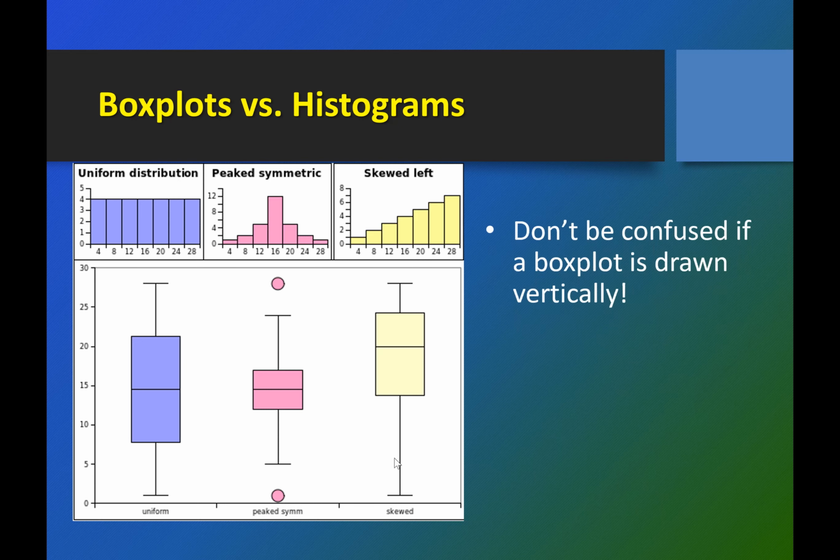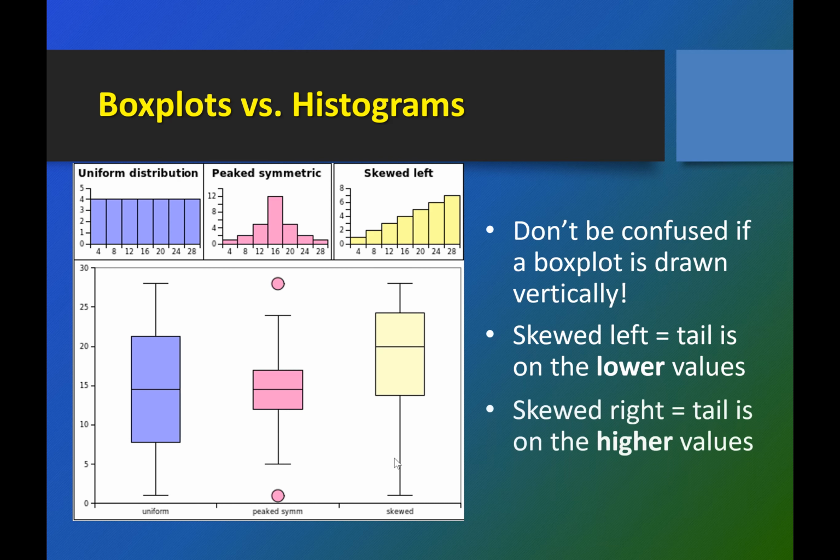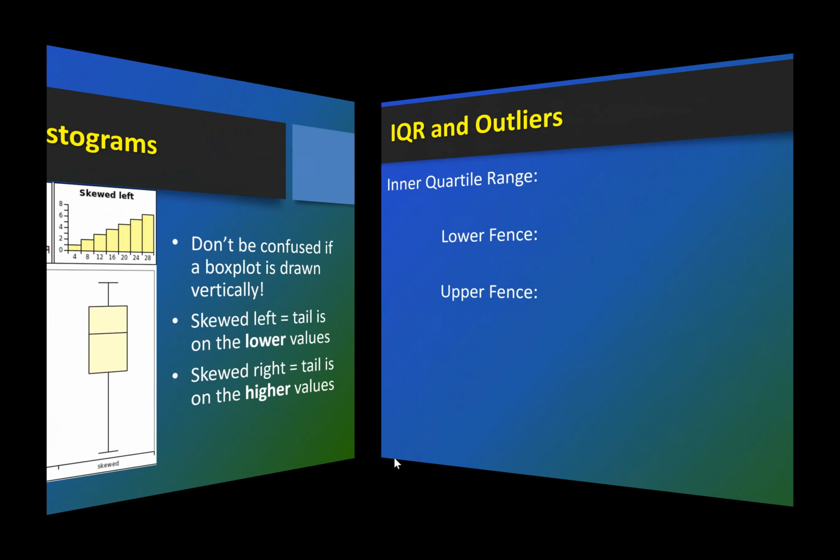So one of the big things you want to be careful with is don't worry if a box plot is drawn vertically. That's used a lot of times simply because, well, it takes up less space. Just keep in mind, again, skewed left means the tail is towards the lower values, whereas skewed right, the tail is on the higher values. So again, try to clear your mind from that left and right and think lower and higher.